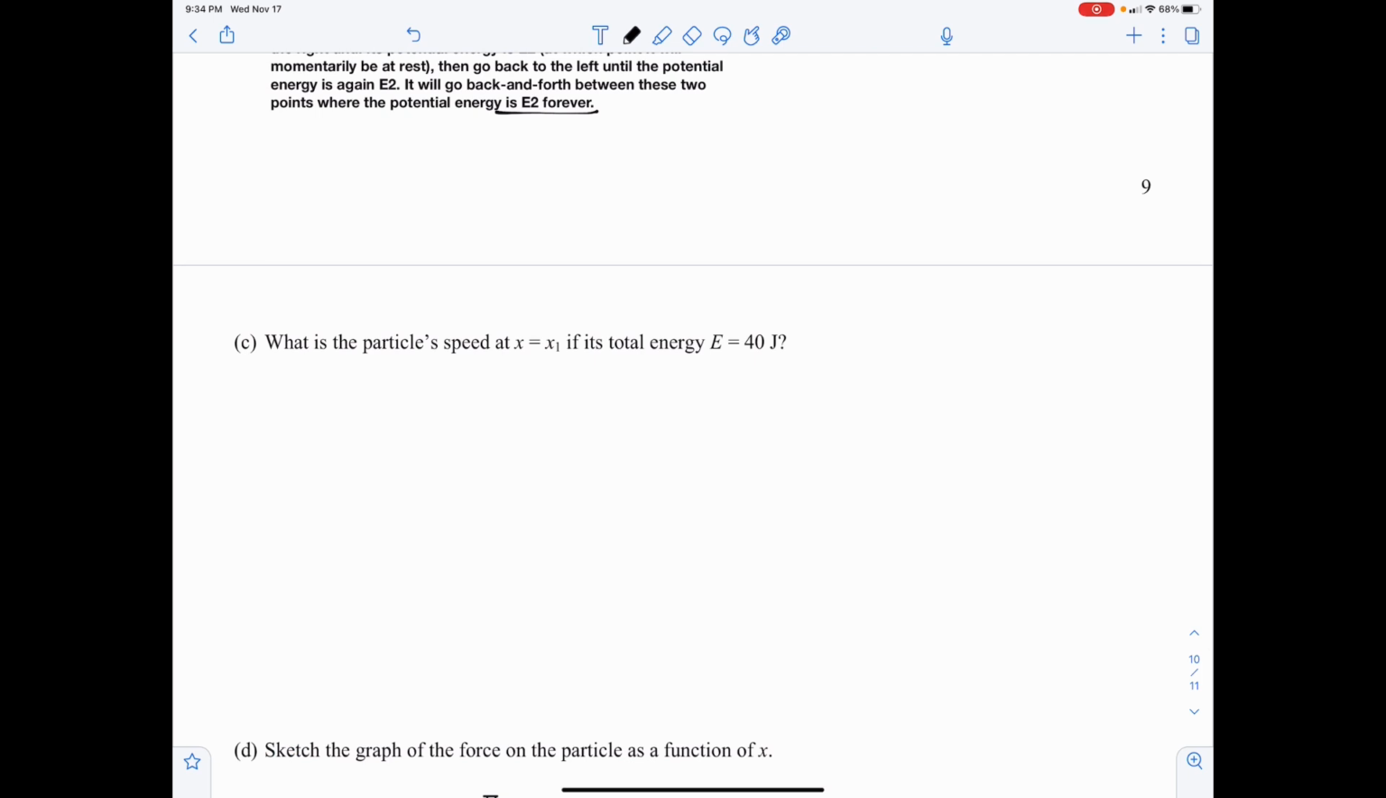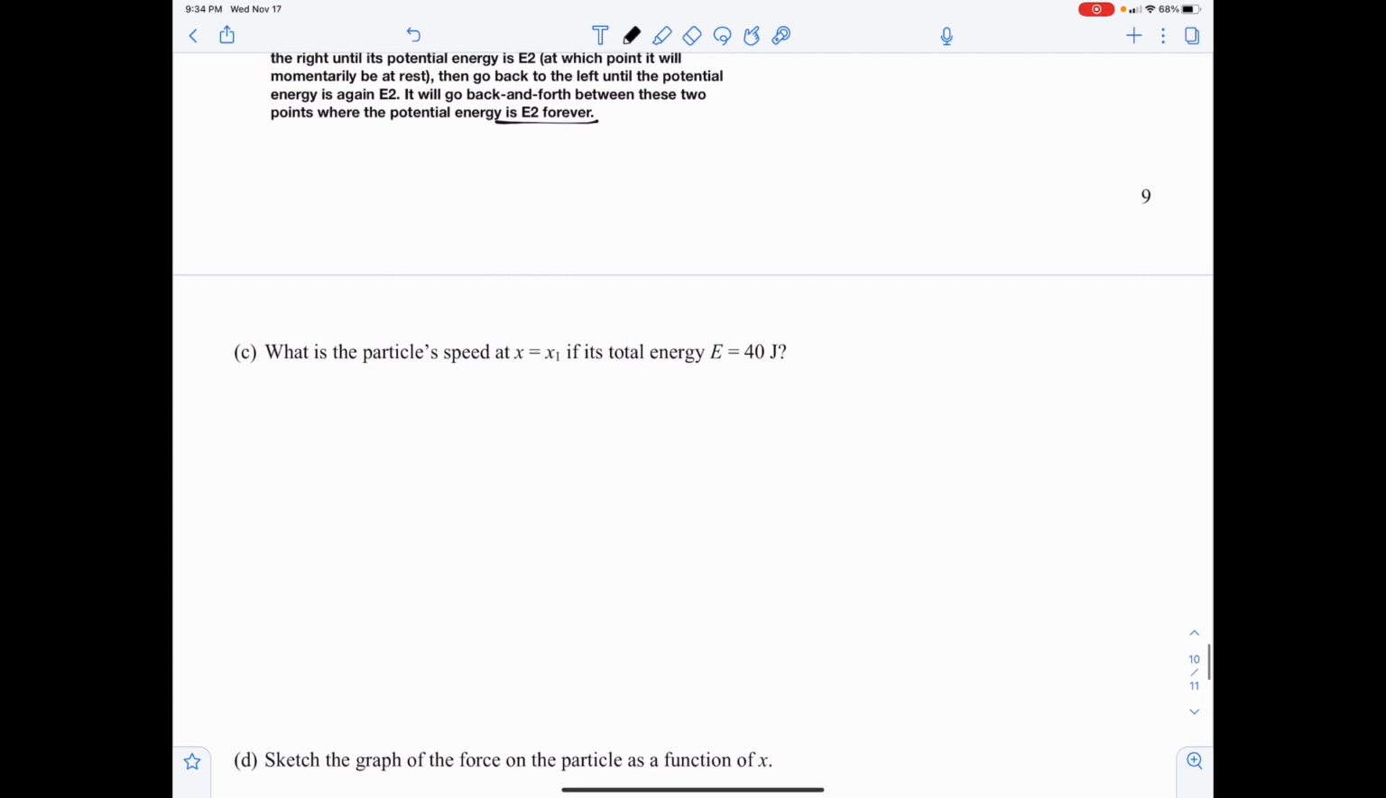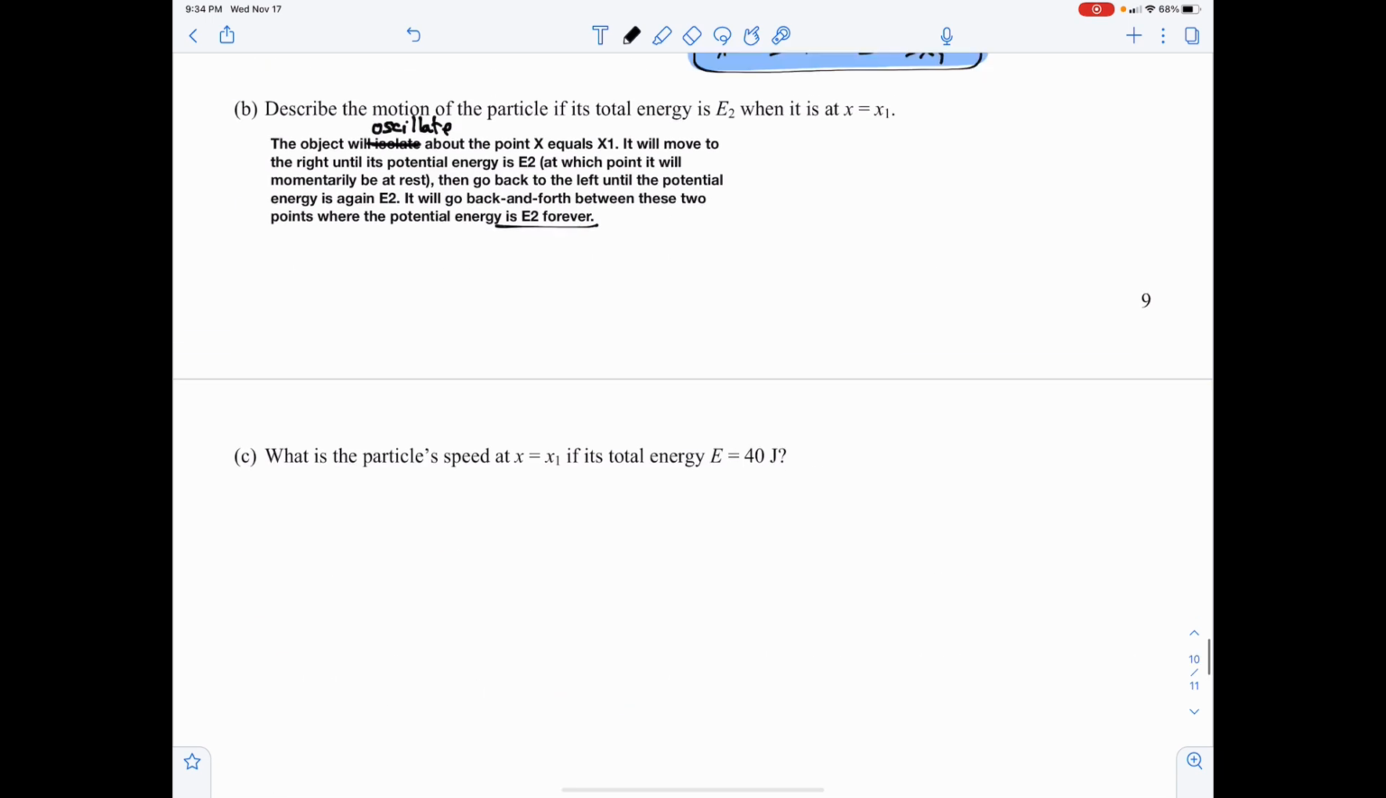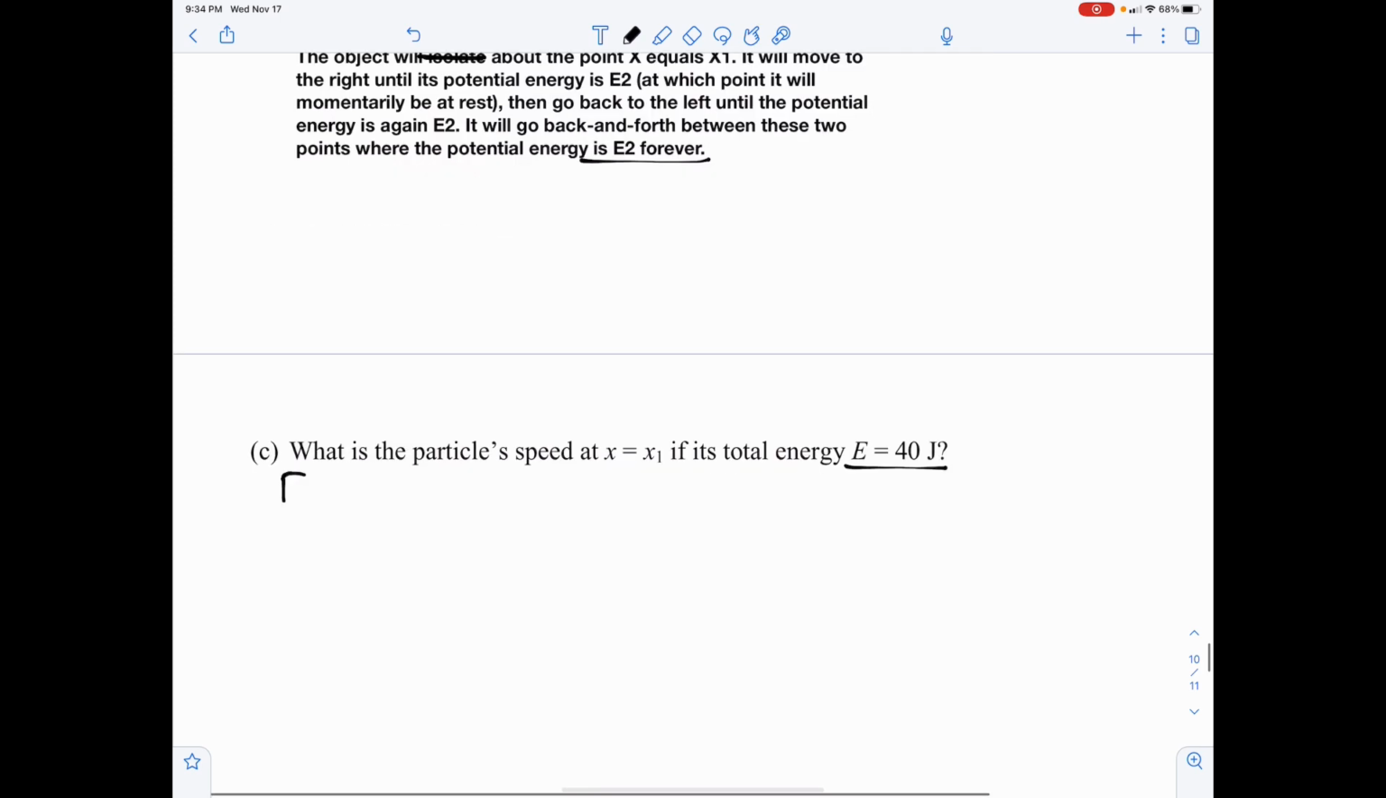Part C, what is the particle's speed at x equals x1? So what is the speed right there? Well, if the total energy is 40 joules, here's the deal. Total energy equals K plus U. We're looking for the particle's speed. You know that relates to kinetic energy. So we've got to figure out the kinetic energy. Here's what we do: figure out the potential energy evaluated at x1.